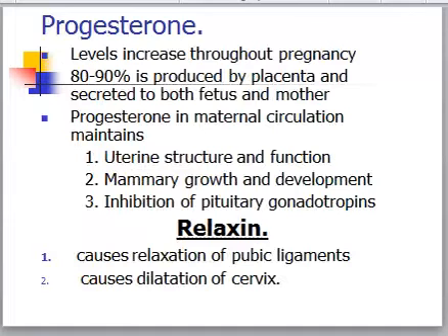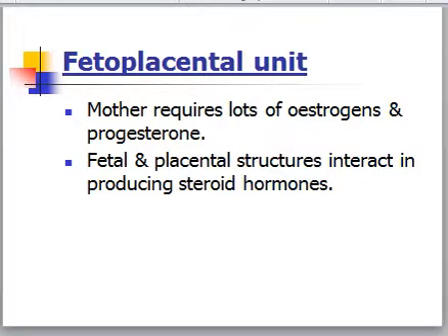However, along with estrogen, we have to see progesterone also. Its level also increases throughout the pregnancy. 80 to 90% is produced by the placenta and secreted to both the fetus and mother. The progesterone in the maternal circulation maintains the uterine structure and functions, mammary growth and development, and inhibition of the pituitary gonadotropin. Relaxin causes the relaxation of the pubic ligaments and causes the dilation of the cervix. Followed by that, the fetoplacental unit.